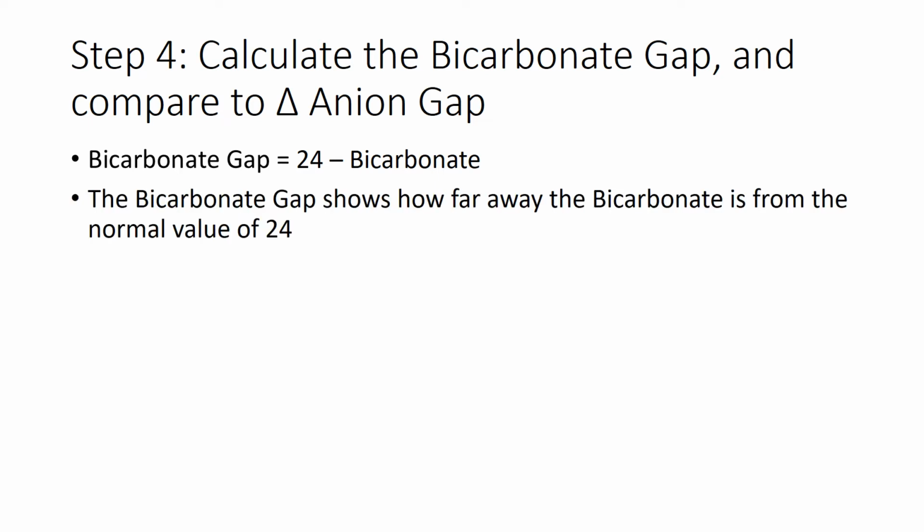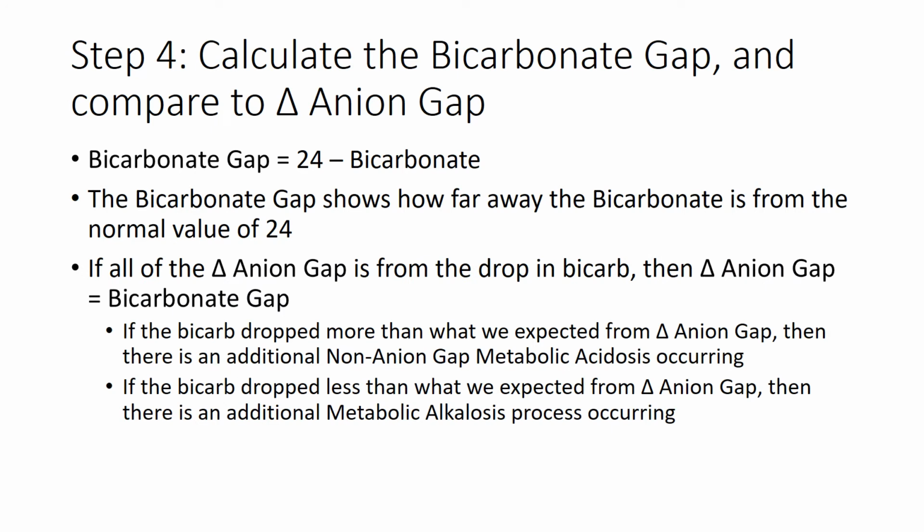Step 4 is to calculate the bicarbonate gap and compare that to the delta anion gap. The bicarbonate gap is simply 24 minus the bicarb, 24 being a normal value for bicarb. Essentially, the bicarbonate gap shows how far away the bicarb is from the normal value of 24. If all of the delta anion gap is from the drop in bicarb, then we expect the delta anion gap to equal the bicarb gap.